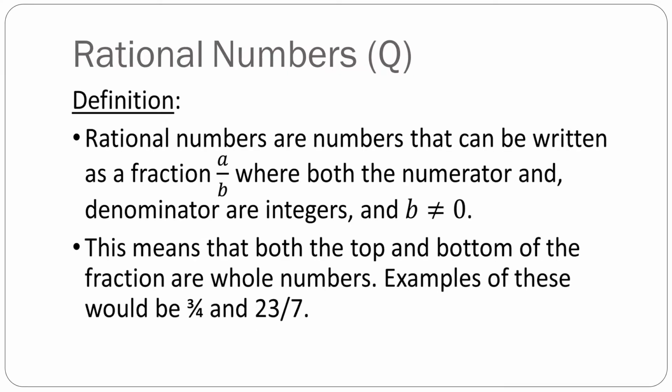We then have rational numbers. Rational numbers are numbers that can be written as a fraction, where both the numerator and the denominator are integers. However, the denominator cannot be 0. This means that both the top and the bottom of the fraction are whole numbers. Examples of these would be 3 divided by 4, or 23 divided by 7.